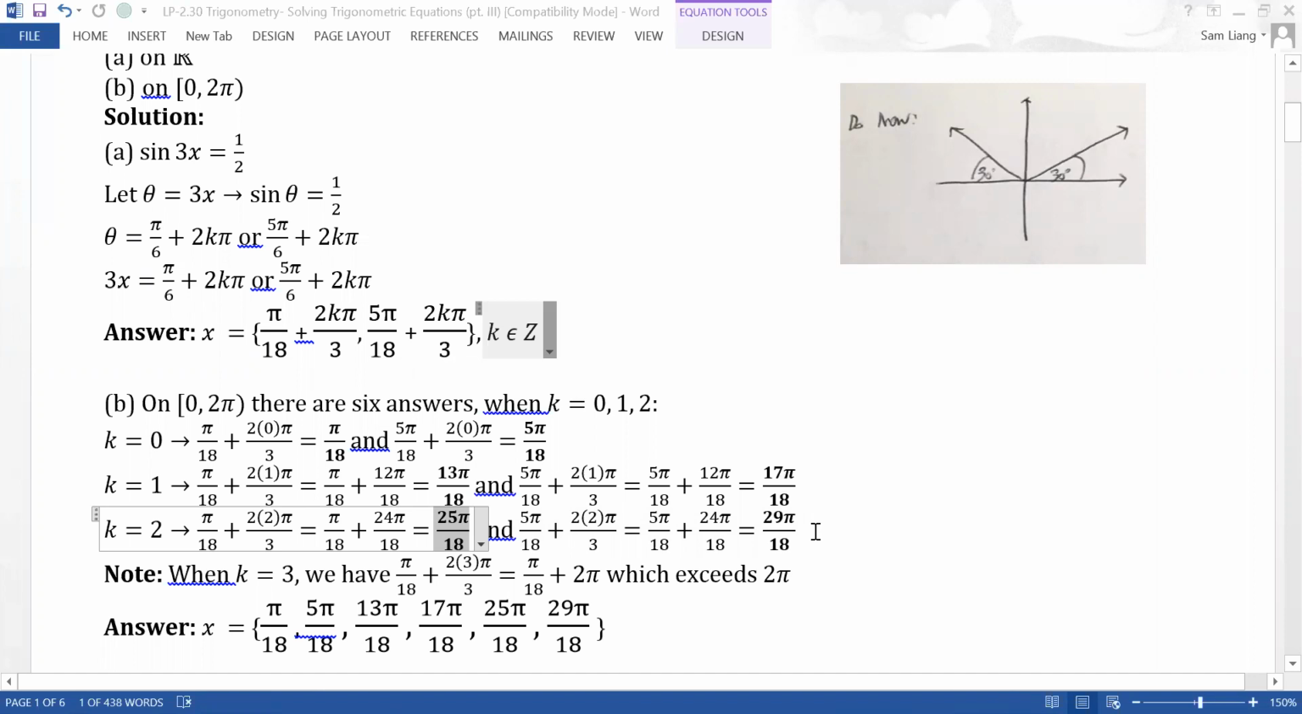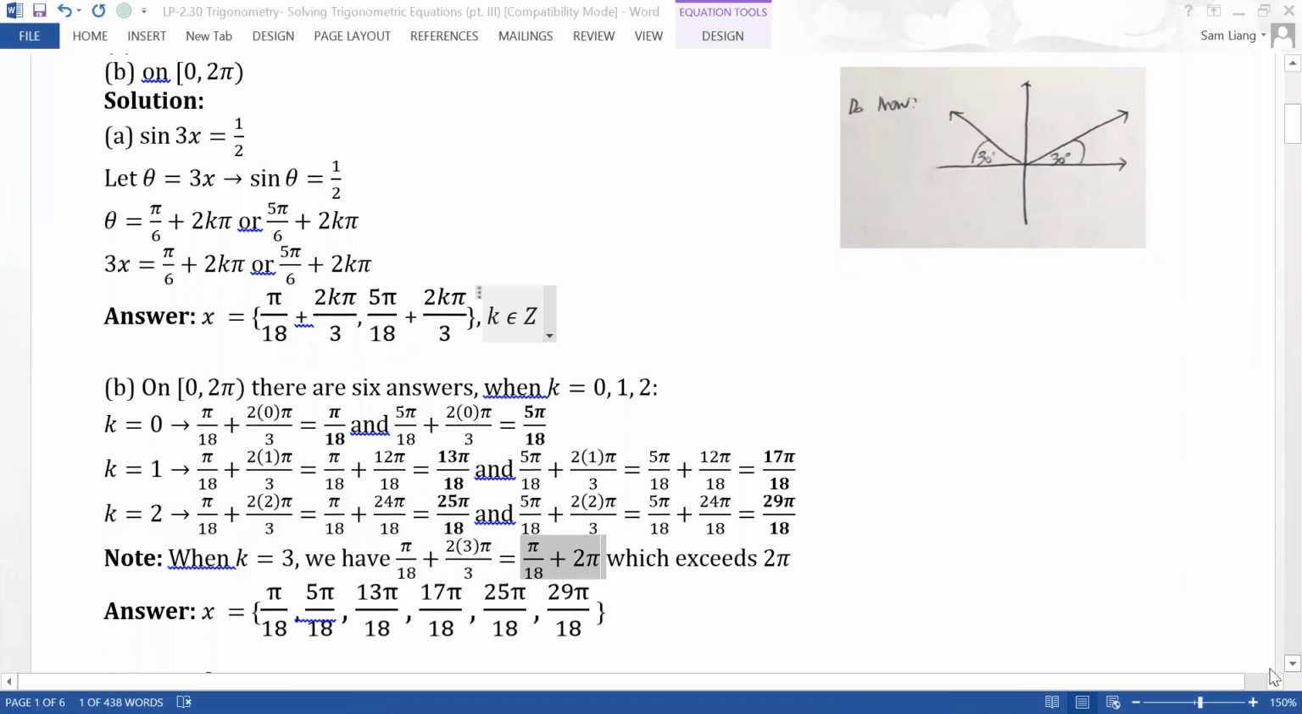And then note that this is where we stop, right? So when I write here that when k equals 3, then we have pi over 18 plus 6 pi over 3. Well, 6 pi over 3 is 2 pi, right? But that exceeds the range that we want, right? So our max value would be 2 pi, not inclusive. If k equals 3, then that already exceeds 2 pi, right? So k equals 2 is going to be our last k value, okay?